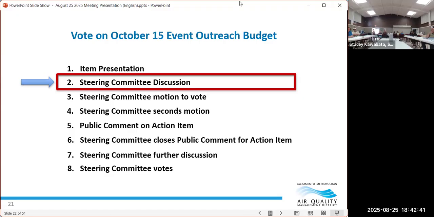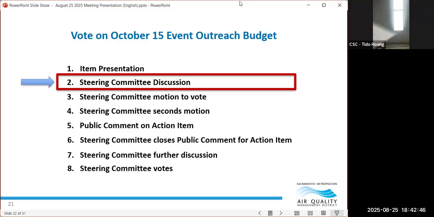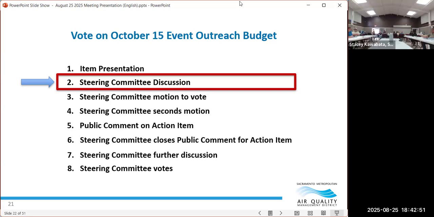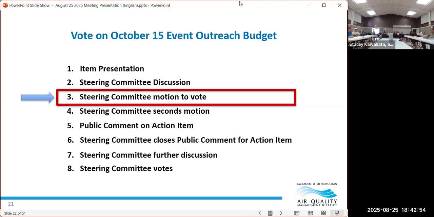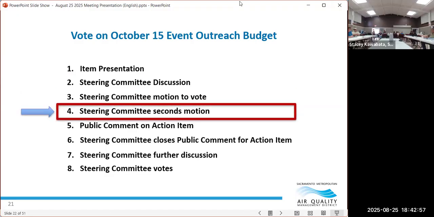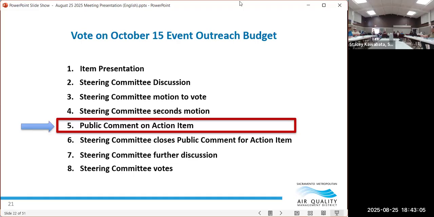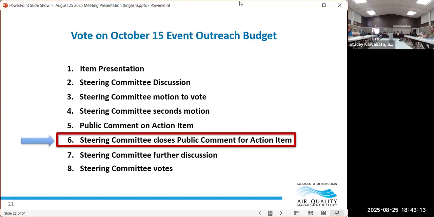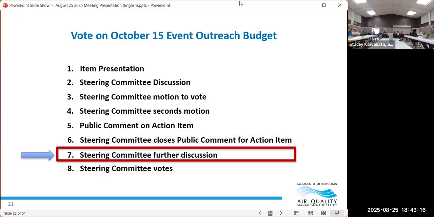Any more steering committee discussion? Motion to vote? Okay, so we have a motion to vote from Vincent Valdez. Do I have a second? Second from Lori Walker. All right, and next, any public comments on this particular motion? Okay, seeing none, no public comment. And now, just to ask one more time, any further discussion from the steering committee?